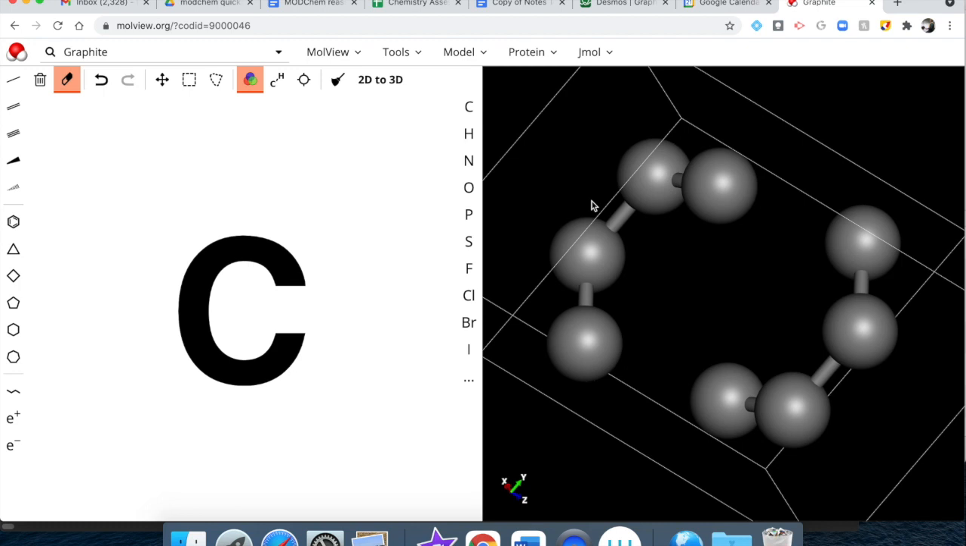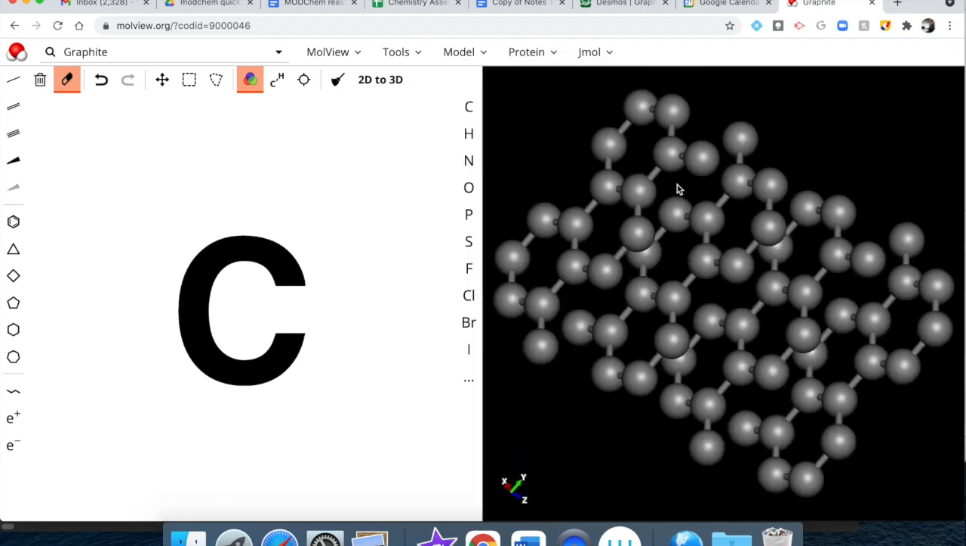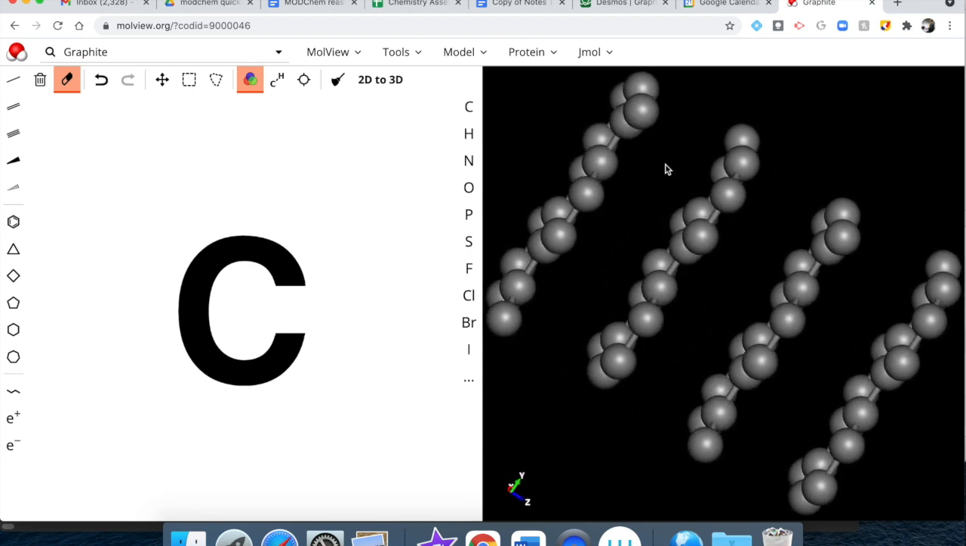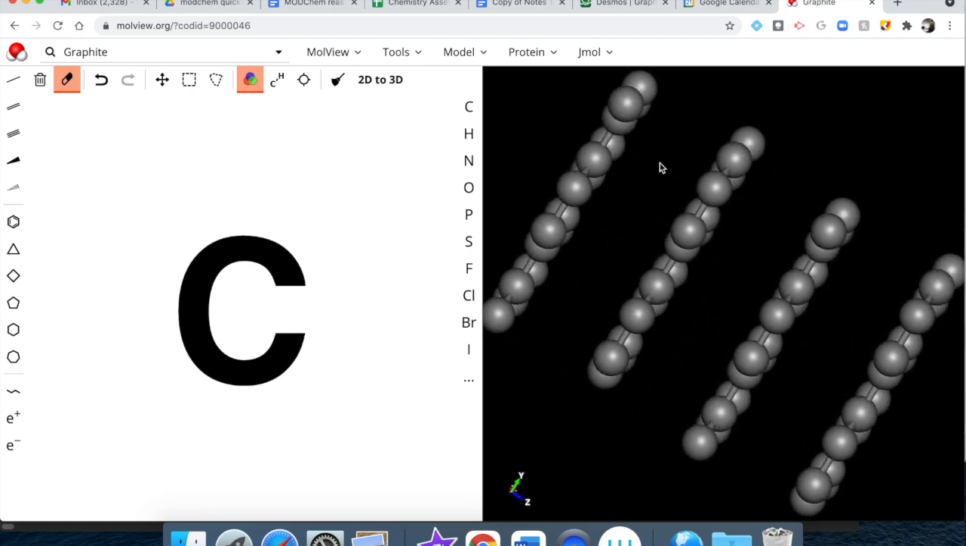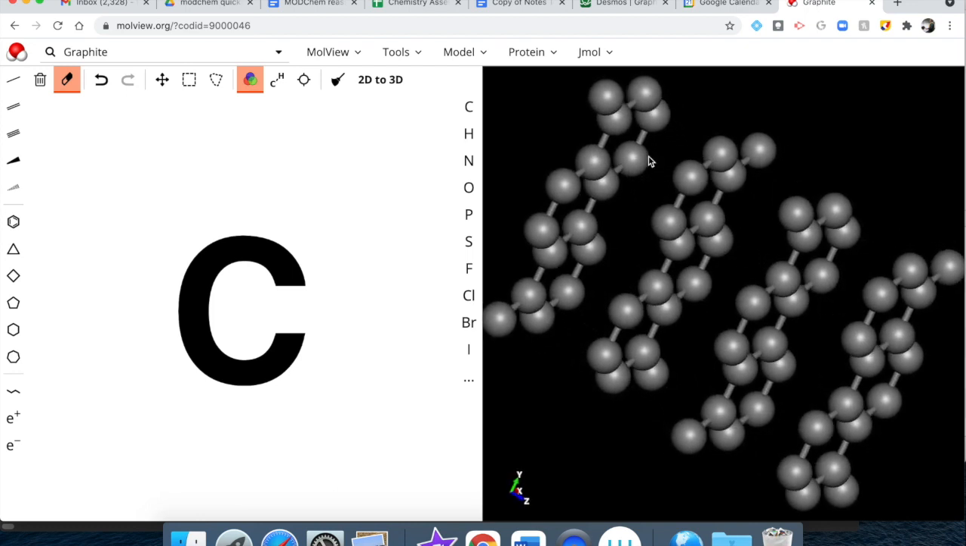Now, this is actually just a small segment of what graphite would look like. Let's get some more graphite in here. So more carbon atoms in this structure. And if you look at the structure, you can see that we have layers of carbons that are all attached to each other.